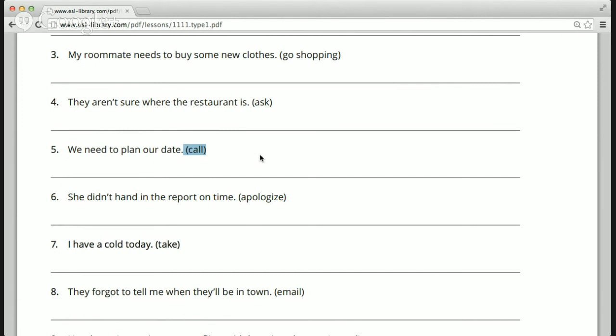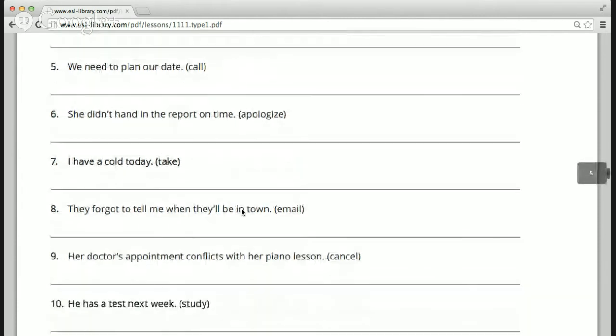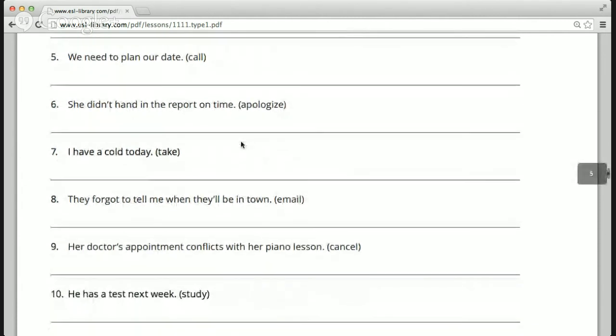So the original one was should we call a restaurant? And how would you answer that? Yes, we should call them. Yes, we should call them, or I think we should call them. Something like that. Good, good. All right, let's go to number 6, Salvatore. She didn't turn in the report on time. Should she apologize for the late?